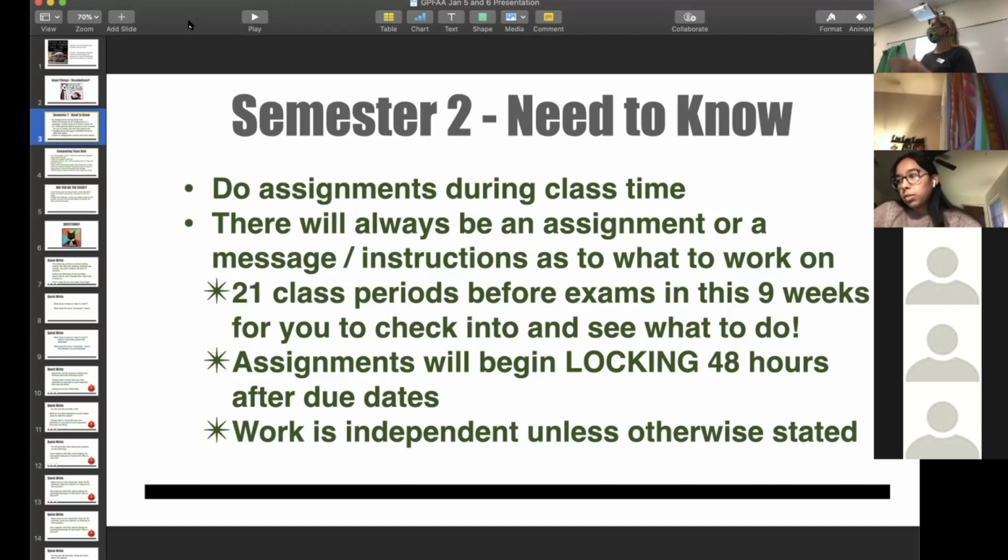I'm also going to be putting due dates on assignments. That doesn't mean I won't accept late work, because I will, but I thought I was doing you guys a favor by not putting a due date last semester, so that you would know you had time to do it. But I don't think I was really doing any favors, because then it was easy to just not do it at all. So I'm going to have due dates, and assignments will lock 48 hours after that due date.